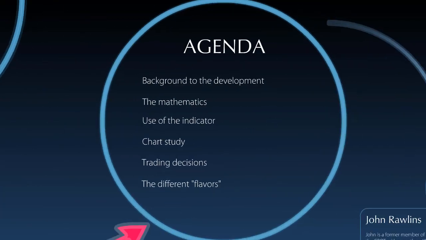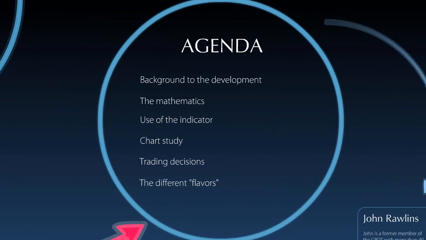So let's start speaking about the Quant Cycles indicator. In today's webinar, we've organized an agenda so that you know where we are in the webinar. The first thing that we're going to speak about is the background to the development of the Quant Cycles indicator. You've probably heard by now that this indicator has been developed over the past 38 years.